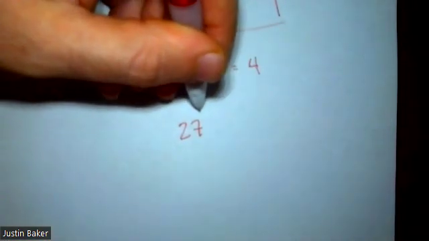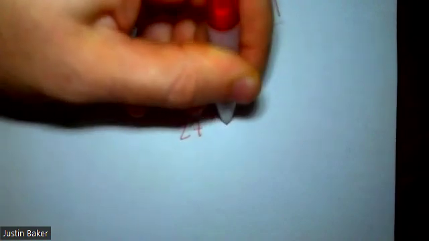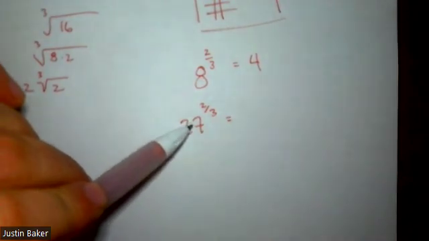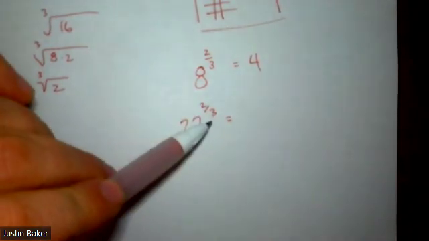Now, if we had something with a bigger number, say like 27 to the 2/3 power. When you get this one, I don't think too many people want to do 27 squared and then take the cube root of it.